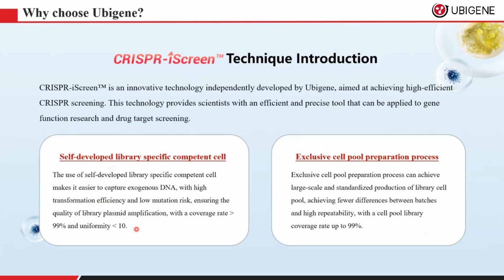And we have fine-tuned our process and have this exclusive method for making cell pools. We can scale up and standardize the production of these cell pools. This means we get super consistent results with minimal batch-to-batch difference and great reproducibility. And the coverage of our cell pool library is up to 99%.